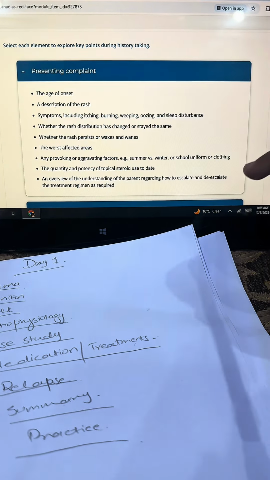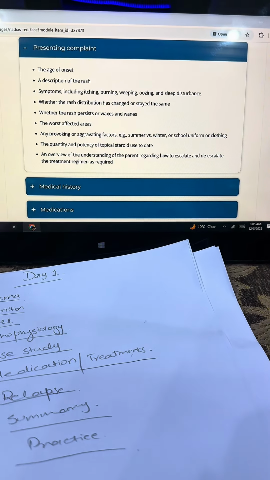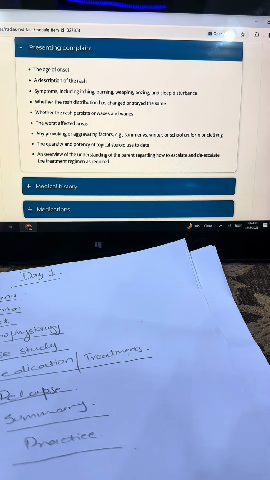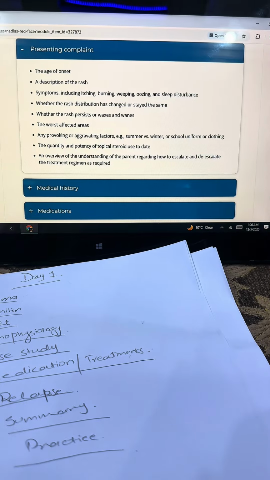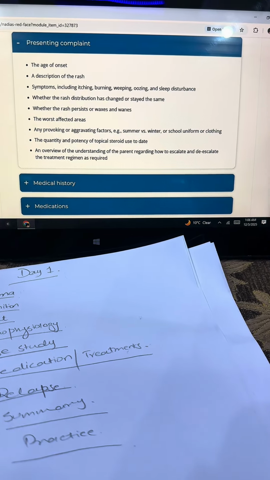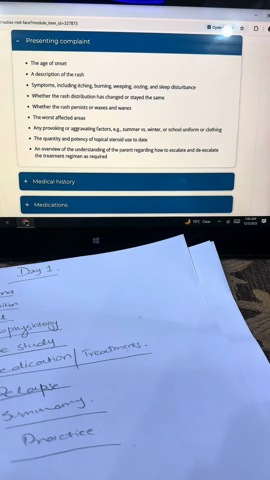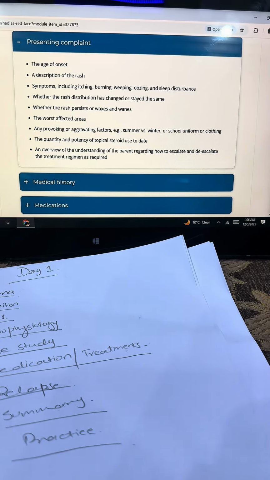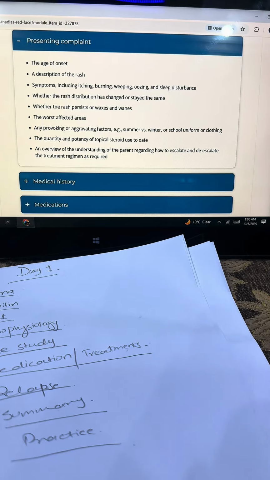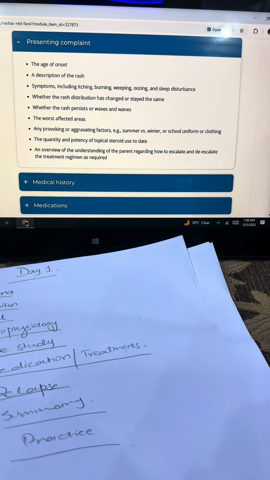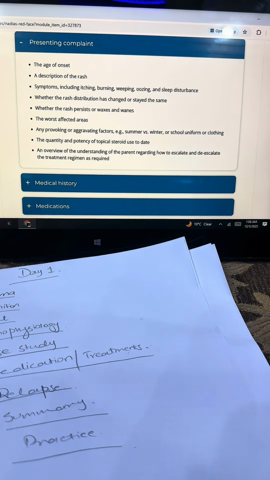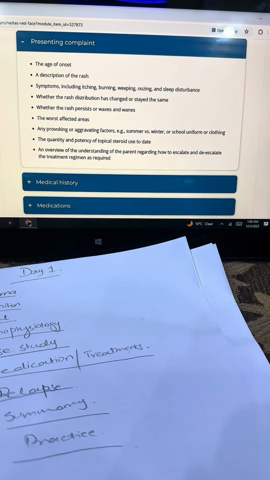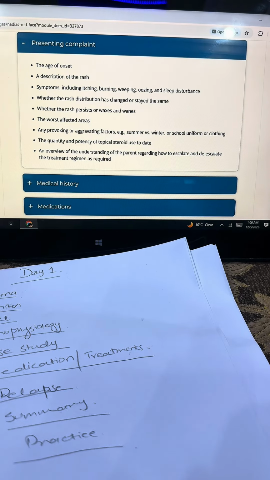In the presenting complaint, we can discuss the onset, a description of the rash, itchy, burning, weeping, oozing, or sleep disturbance. We can ask whether the rash distribution has changed or stayed the same, the worst affected area, and provoking factors, such as summer versus winter or school uniforms because of hard clothing, and the quality and potency of the topical steroid used to date.